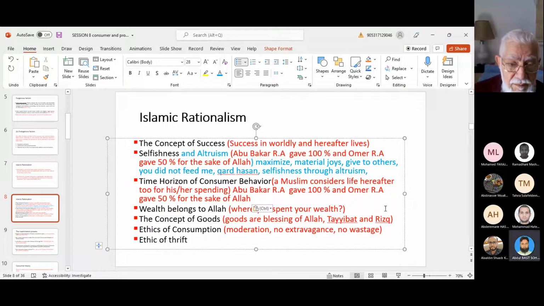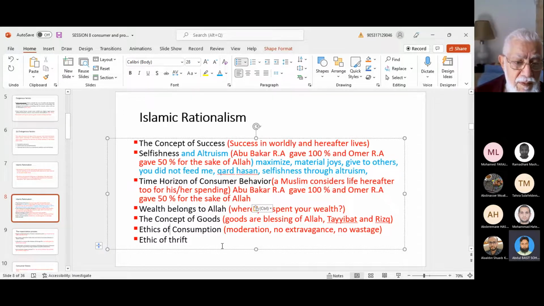So, in the Akhira, there will be five questions asked. One is, where did you spend your wealth? So, the concept of goods: all the goods belong to Allah, and goods are blessings of Allah. Allah also made goods only what is good and not what is bad. So yes, both aspects of it, that is called tayyibat.